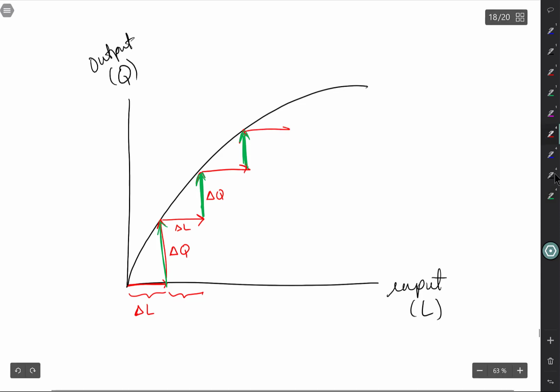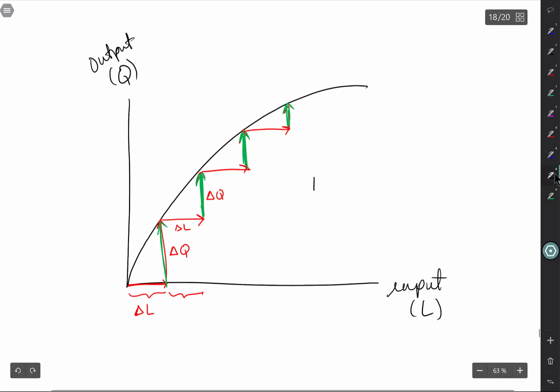Let's do it again. There's my additional output. I'll show it in green. From my marginal amount of labor. So these green arrows are getting smaller and smaller and smaller. My additional output from this additional comparable amount of input, delta L, is shrinking, right?